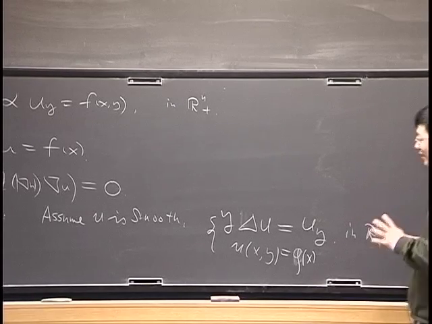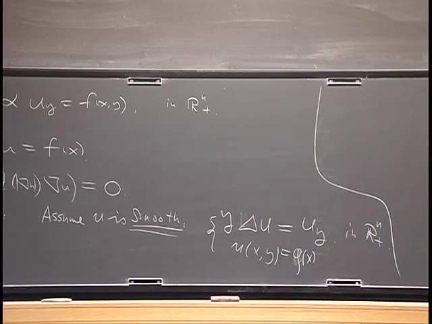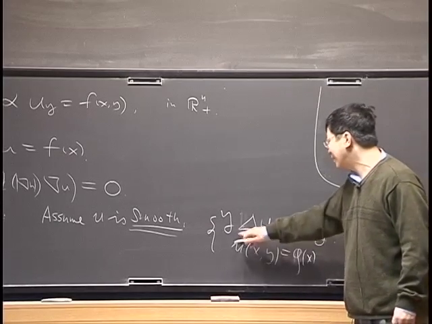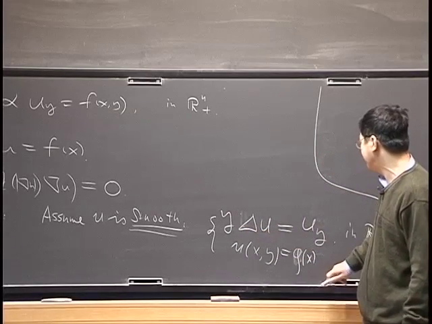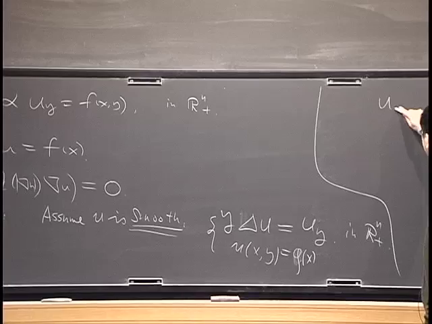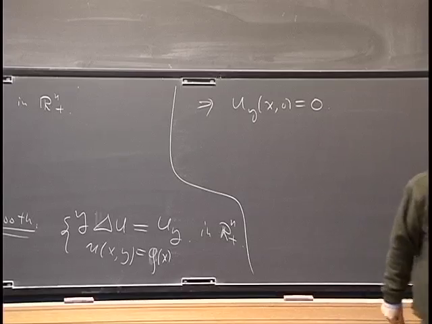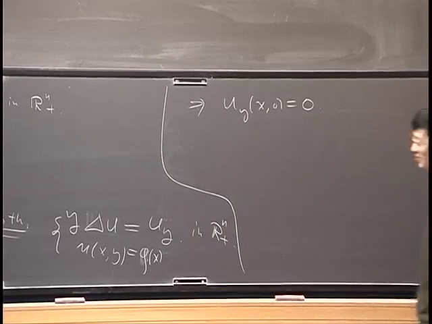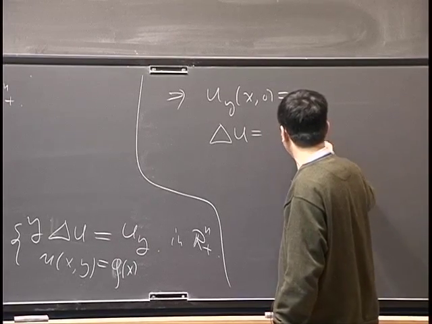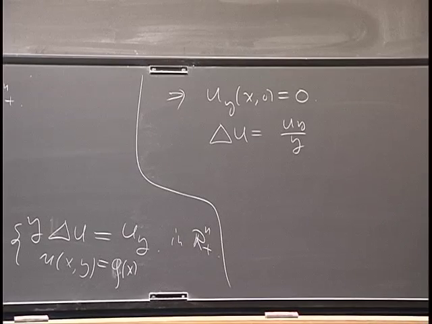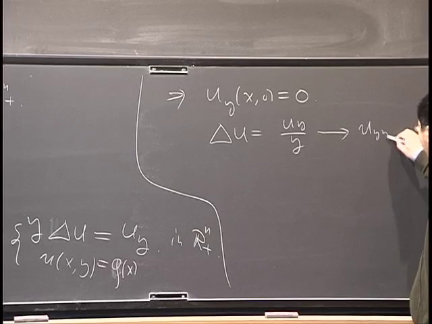But let's see. Assume it's smooth. What happens? It's kind of bizarre. If it's smooth, of course you can plug in y equals 0, right? If you plug in here, you get u_y equals 0. So u_y at (x,0) equals 0 by the smoothness. Then if that is true, you have this equals u_y over y. Then you can use L'Hopital's rule, right? You take the limit, everything's smooth. You get u_yy at (x,0).